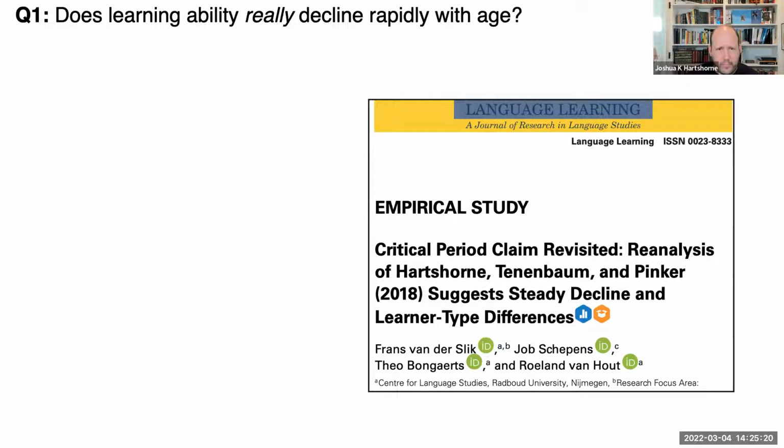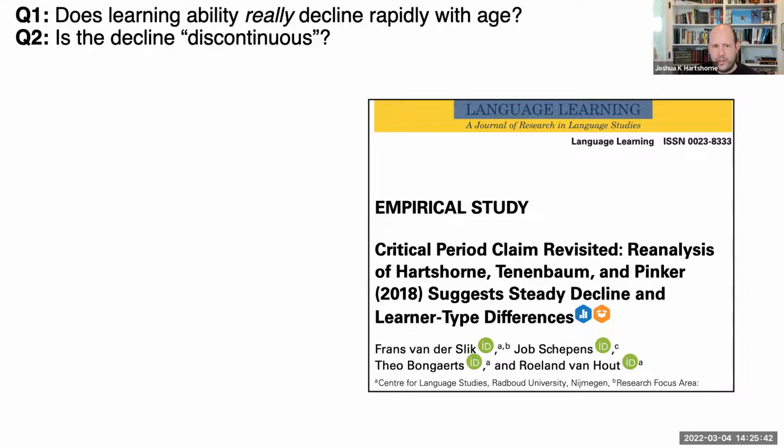They were basically concerned about 2 questions. One was, does learning ability really decline rapidly with age? They were skeptical. And is the decline discontinuous? Which I think they mean, do we really have evidence of a sharp drop at 17, 18 years old?